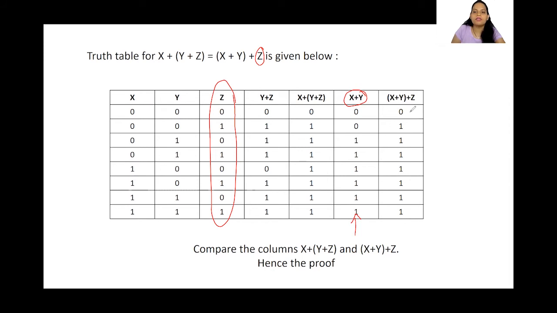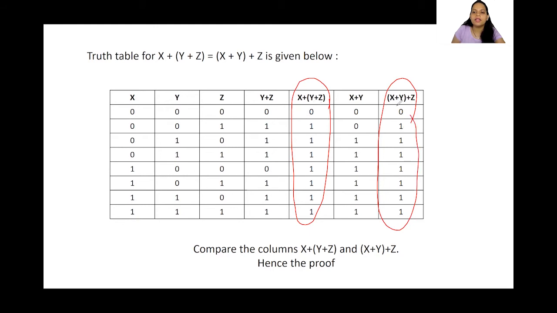Now observe this carefully. This thing and this column, they both are similar, isn't it? The first one we are getting 0, rest all are 1 in both the columns. Now what does that mean? These 2 are equal, which is this side and this side. Hence, we have proved using the truth table also that this associative law is correct, or it is proved. Okay. So this is all about associative law.